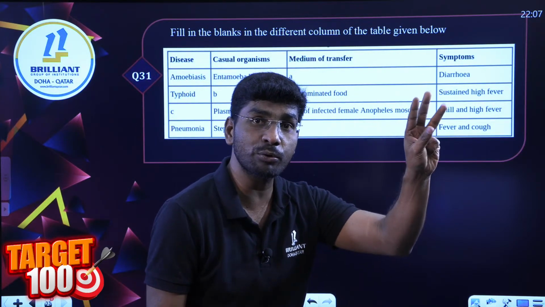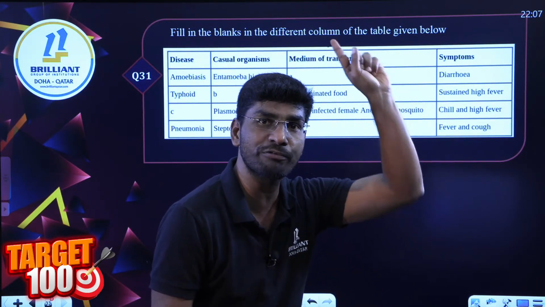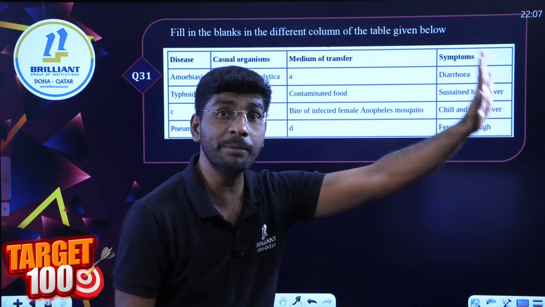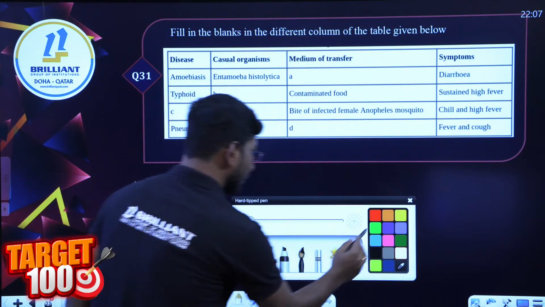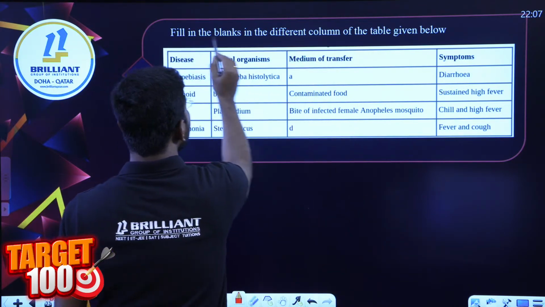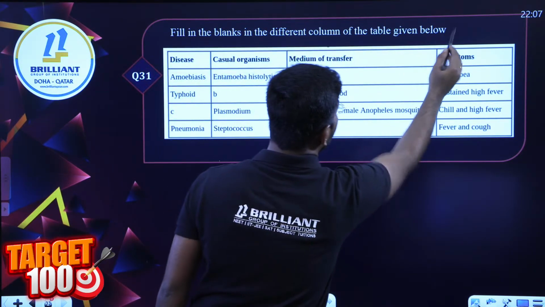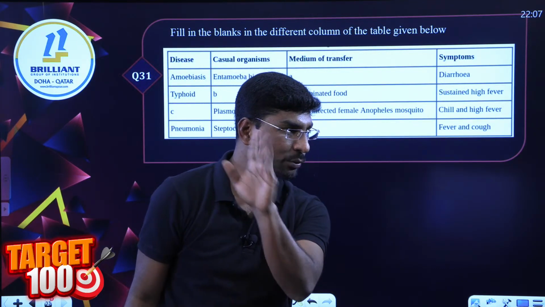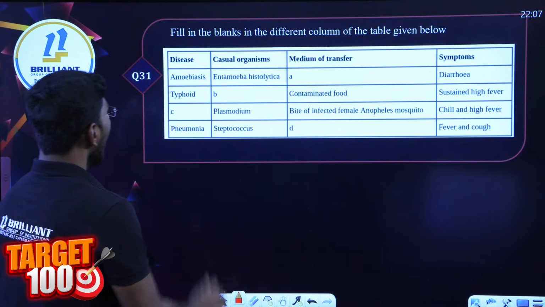Last question, a 3 mark question. No options are there. You have to find the right answer to this question. It is a descriptive question. Look at the descriptive question. Fill in the blanks with the different columns of the table below. Last question. Look here.